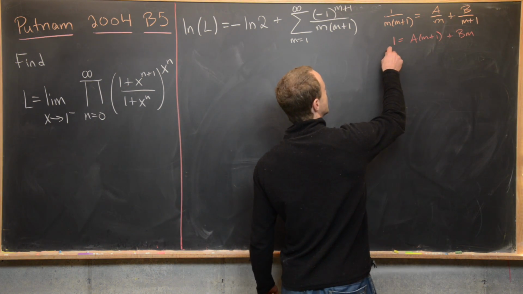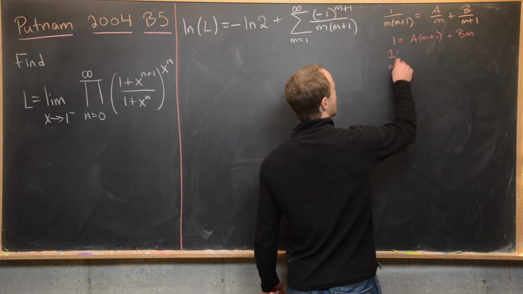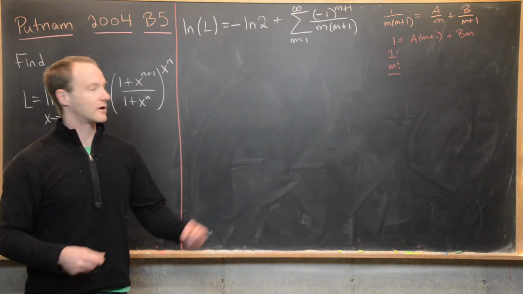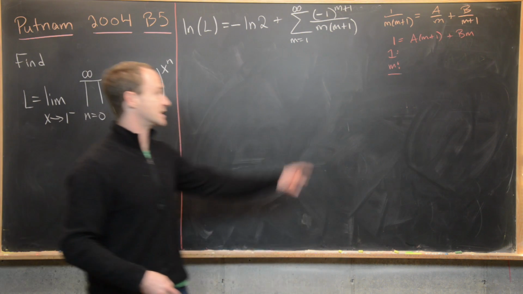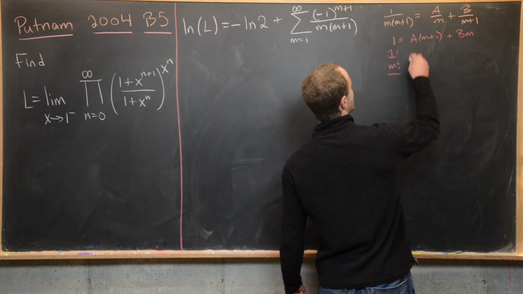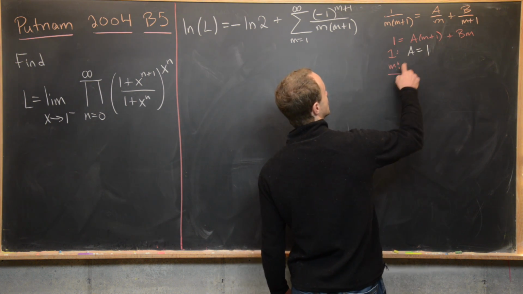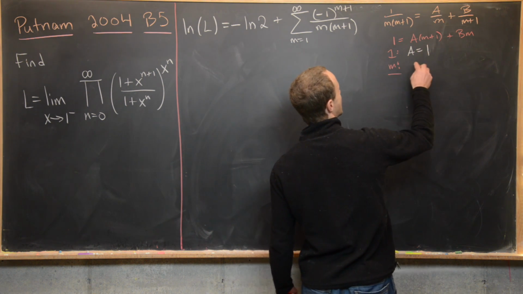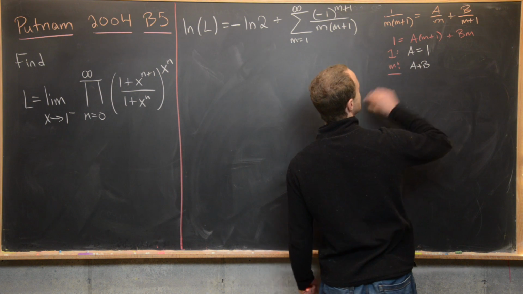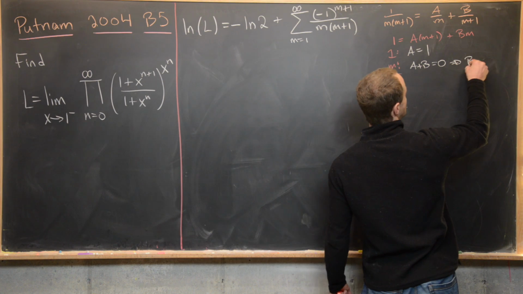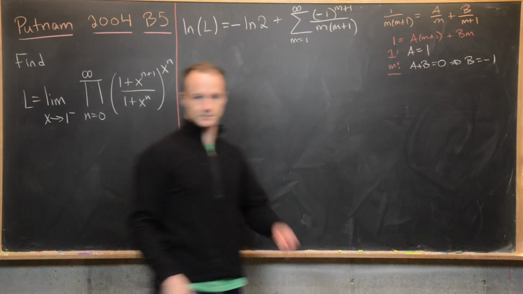And then next, we can extract the constant term and the m term from both sides of this equation in order to find out what a and b are. So the constant term on the right-hand side is a, on the left-hand side is 1. The coefficient of m on the right-hand side is a plus b. Coefficient of m on the left-hand side is 0. So that tells us that b equals -1.